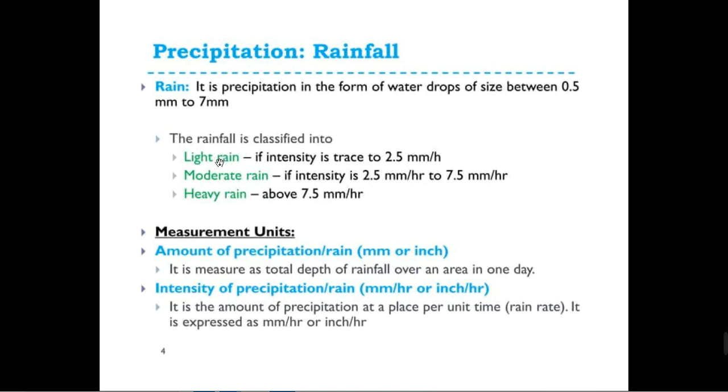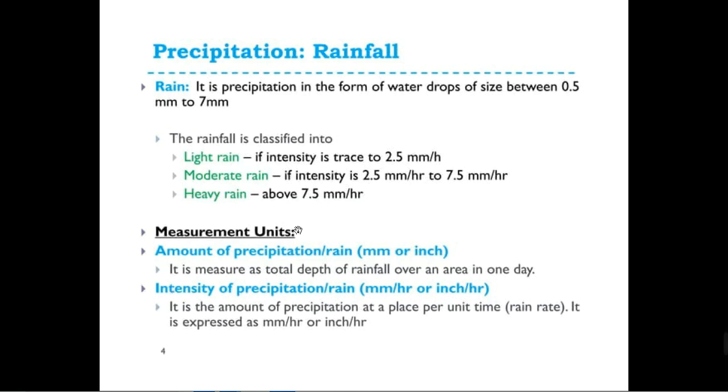Rainfall is classified into light rain, moderate rain, and heavy rain. Light rain, if the intensity is up to 2.5 millimeter per hour. Moderate rain, if the intensity is 2.5 millimeter per hour to 7.5 millimeter per hour. Heavy rain is above that. These are the rainfall classifications.